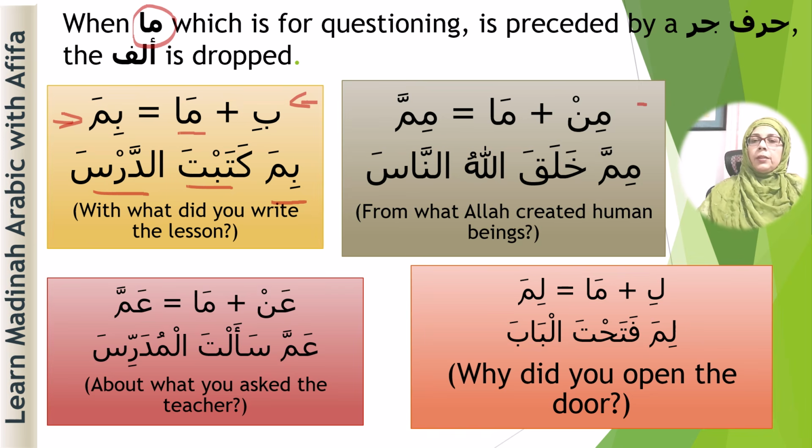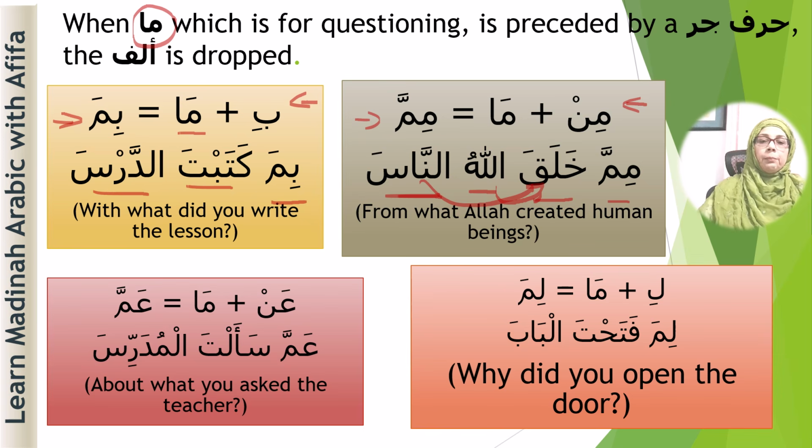In the next example, we combine min with ma and we said it becomes mimma. So in this example, mimma khalaqa Allahu an-nasa, it means from what did Allah create human beings. So mimma means from what, khalaqa is your verb to mean he created, and Allah is the subject of this verb, and an-nasa is human beings, and it's serving as the object of this verb, khalaqa.